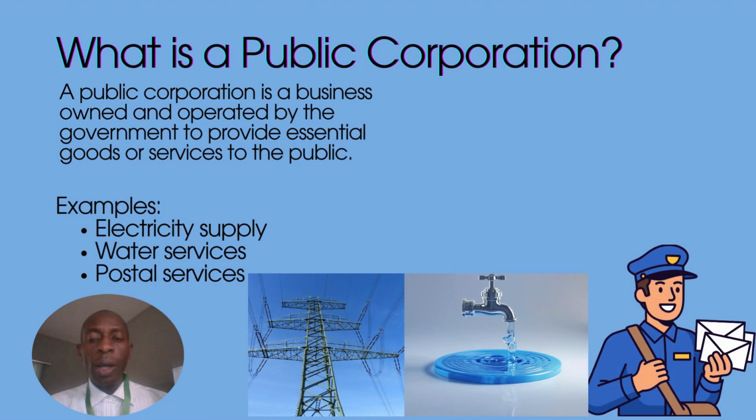Let us look at what a public corporation is. A public corporation is a business that is owned and operated by the government to provide essential goods and services to the public. Examples of these services are electric supply services, water services, and postal services. All these are services provided by the government for the essential use of the people. And this takes us to the features of public corporations.